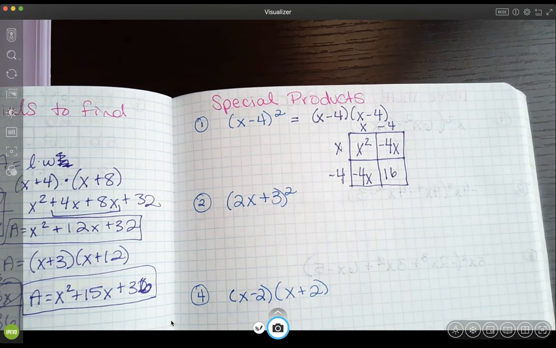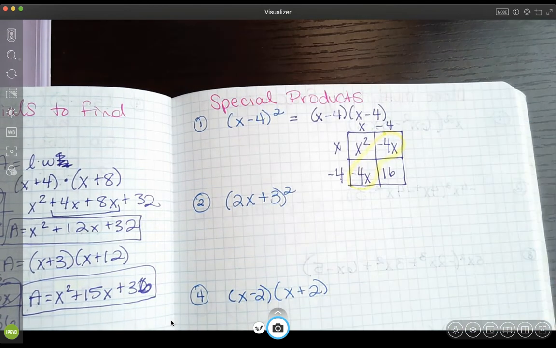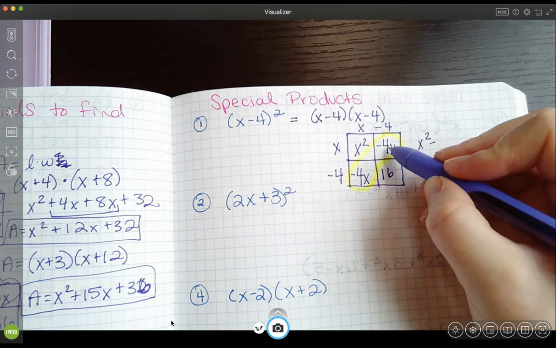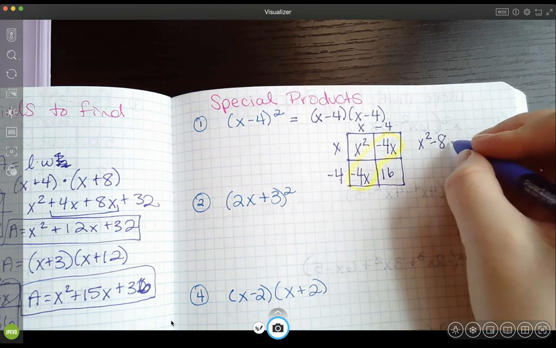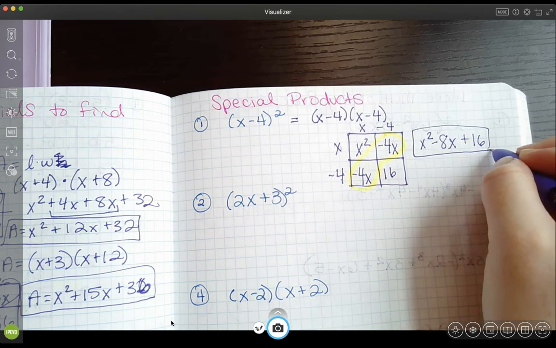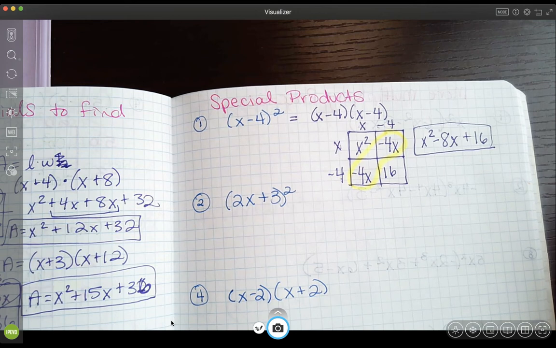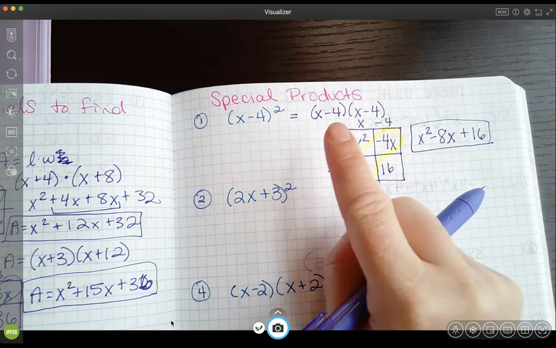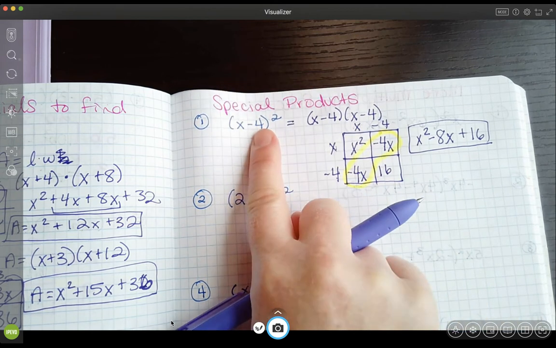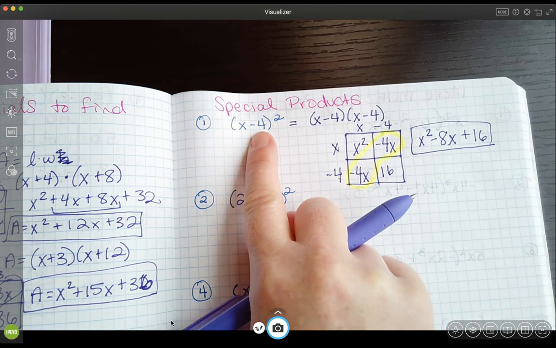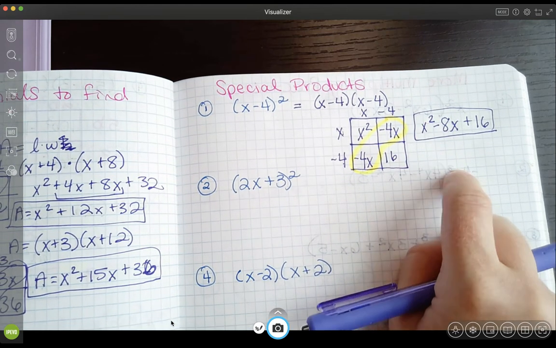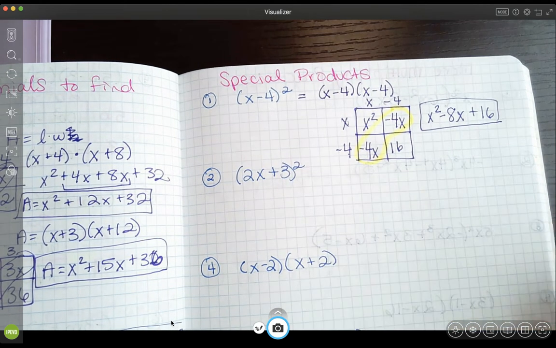And then you can combine these two. So that's x squared minus, well, negative 4 and negative 4 make 8x. And then plus 16. Okay, feeling good so far, hopefully? So what you'll see is there is a pattern with special products because 4 times 4 is 16, and negative 4 plus negative 4 is negative 8. So it's something that you might see later. There is a pattern, but we're not going to learn that pattern because we can always just multiply those.